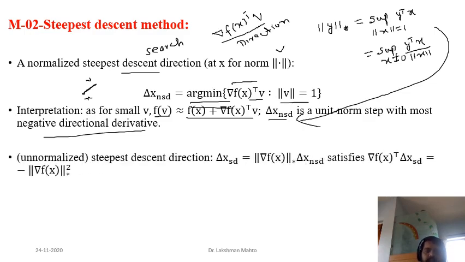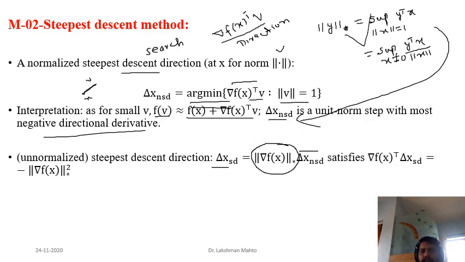So now, once we have already defined a normalized steepest descent direction, we will define here the unnormalized steepest descent direction. How do we define it? It is just the normalized steepest descent multiplied by the dual norm of the gradient. This one is coming as a dual norm of the gradient. So it is the definition of dual norm.